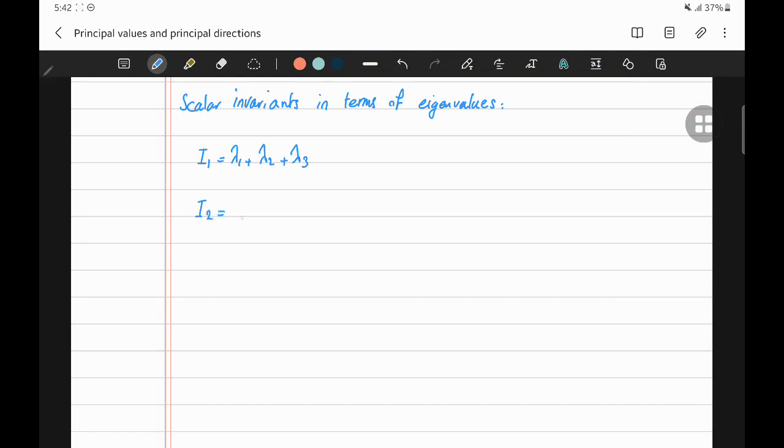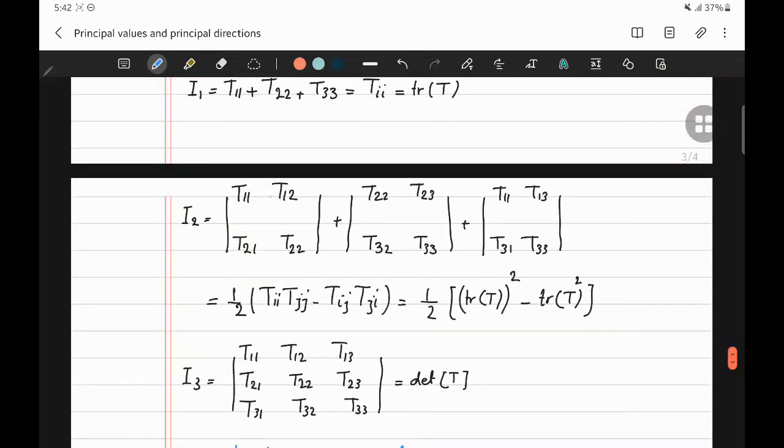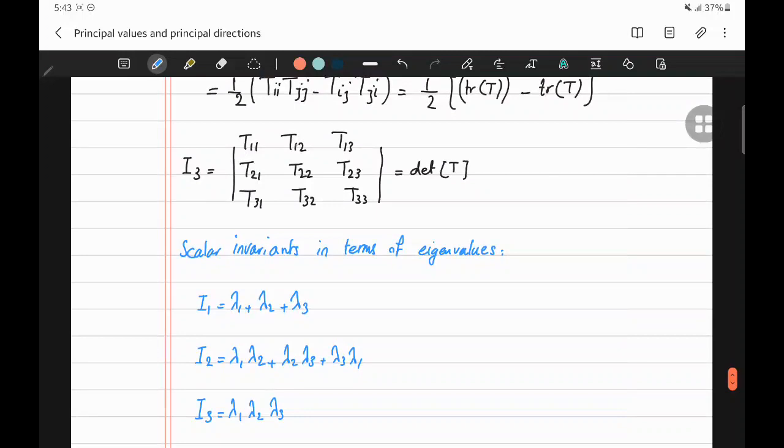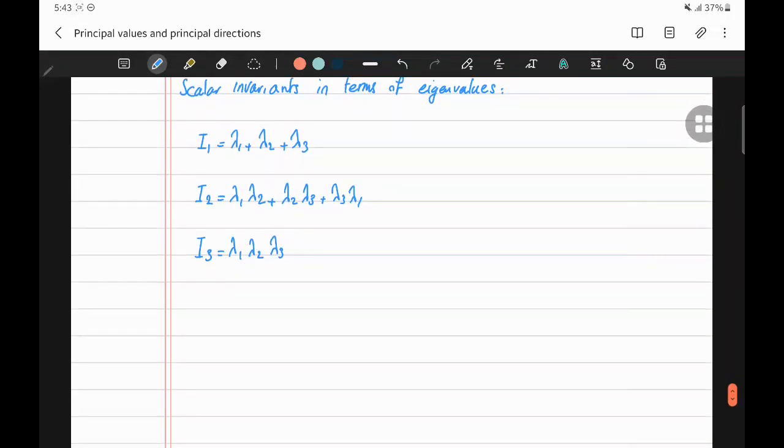Then I2 basically becomes lambda 1 lambda 2 plus lambda 2 lambda 3 plus lambda 3 lambda 1. And this is because some of the terms here become 0. So we have 0 here, 0 here, and 0 here. So you will only have lambda 1 lambda 2 plus lambda 2 lambda 3 plus lambda 3 lambda 1. And finally, you have I3, which becomes lambda 1 lambda 2 lambda 3, so their product. Because the off-diagonals are 0, you have only lambda 1, lambda 2, and lambda 3, and the determinant is lambda 1 times lambda 2 times lambda 3, and the rest become 0. And that's it.